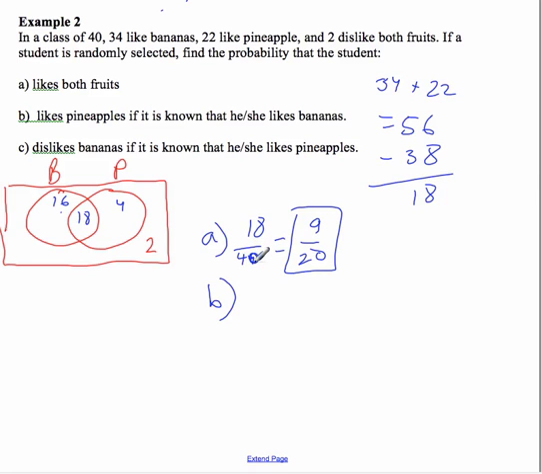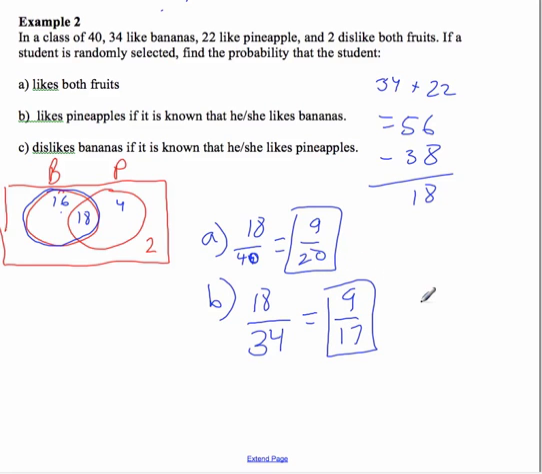Likes pineapples if it is known he likes bananas. So let's do the Venn diagram here. So we know he likes bananas. That's this circle. Alright, so we just need to look at this part. How many of those people also like pineapples? 18. So 18 people like pineapples in this group of people who like bananas, and the total number of banana likers is 34. So that's the probability right there.